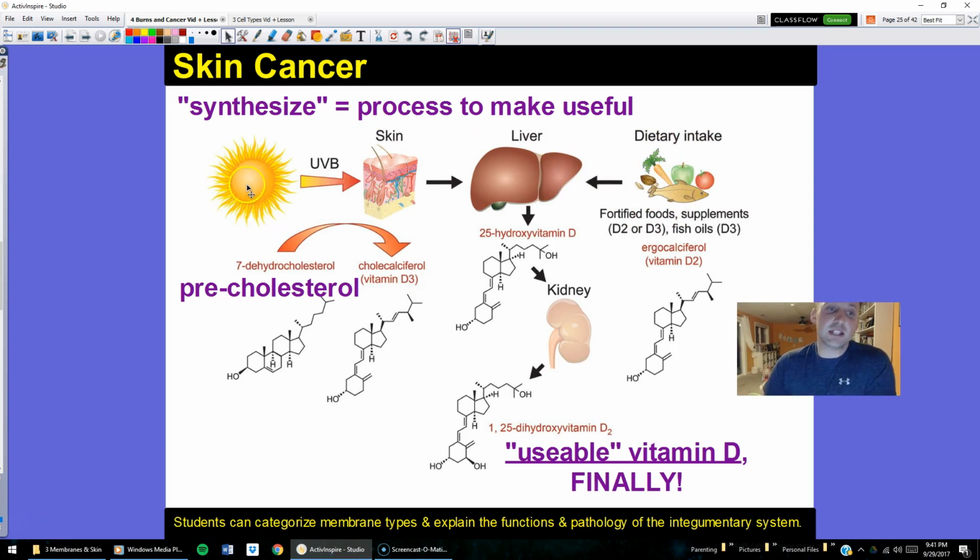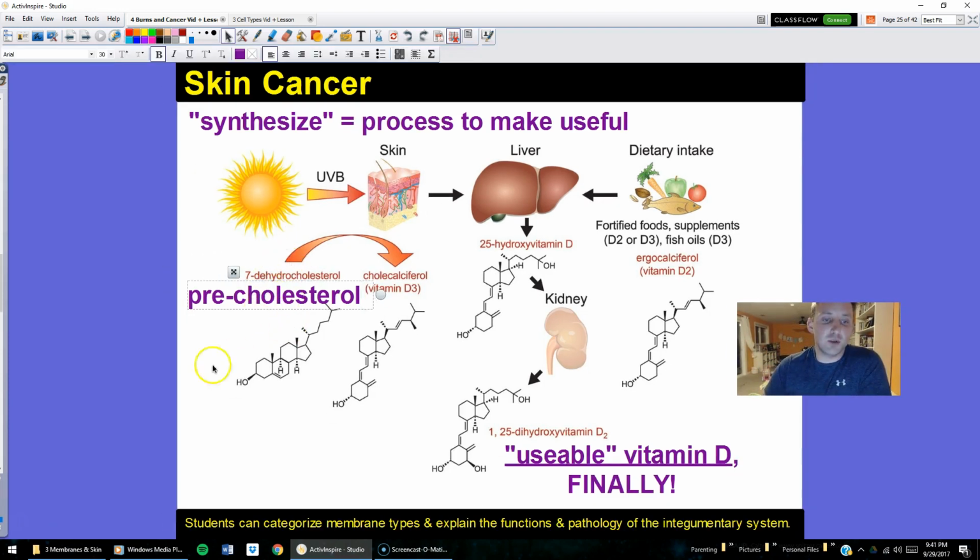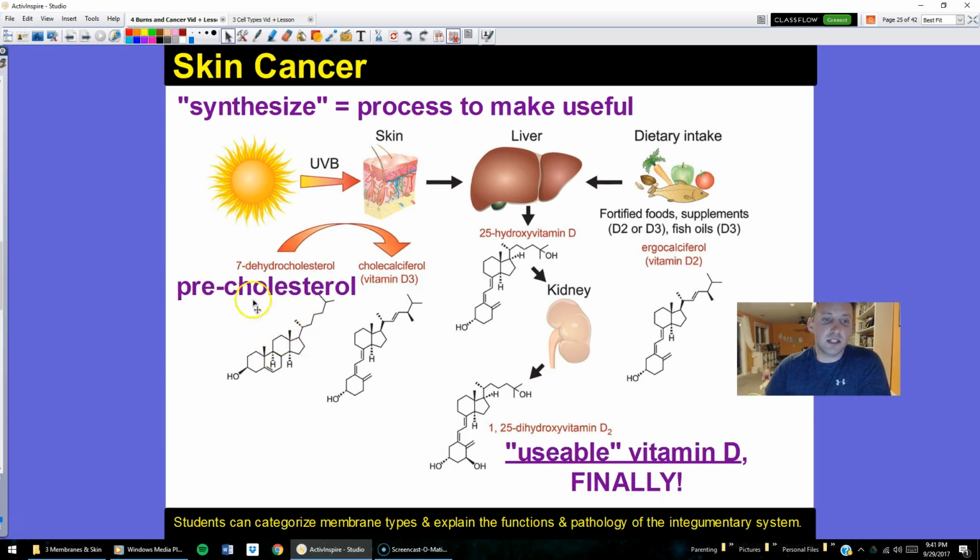The other way to do it is actually the sun, when those sun photons hit, that actually can change this molecule right here, this pre-cholesterol molecule, into this almost usable vitamin D3. So this isn't quite usable by our bodies yet. And that goes to your liver also. Your liver processes it, sends this chemical to your kidney, your kidney processes it, and finally, after your kidney's done with it, you actually have usable vitamin D.